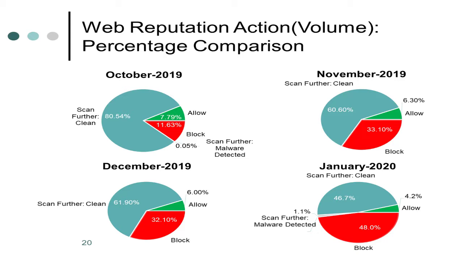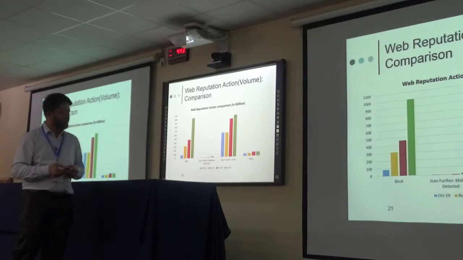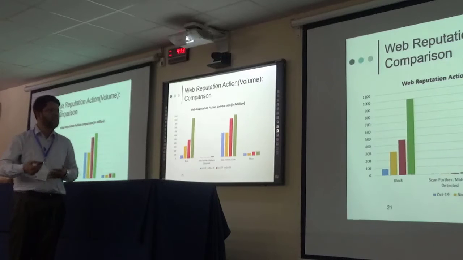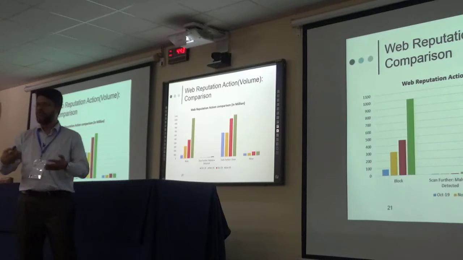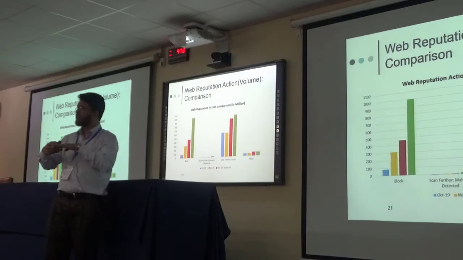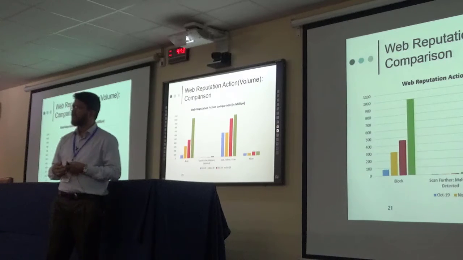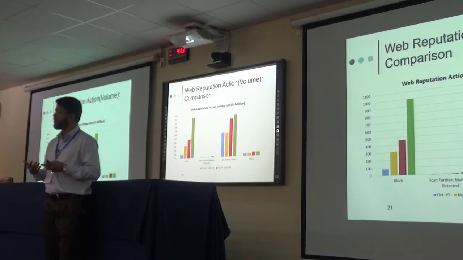So in terms of reputation, you can see we try to show here the number of transactions in terms of millions. So as you can see, the block amount is increasing every month, and the scan is also increasing. Right? So what it means is every month we are getting more data. It's not like we have a fixed amount of data. But as the data is increasing, we are seeing more attack data coming in compared to regular data.